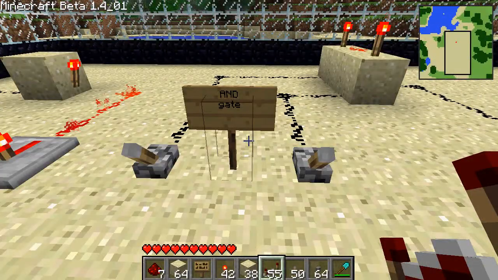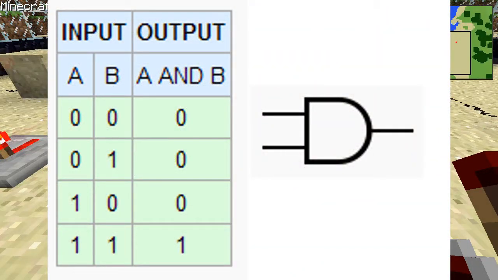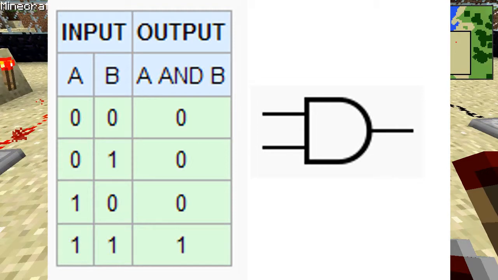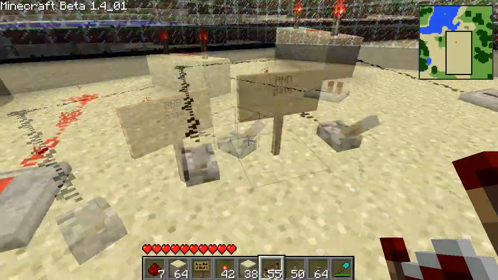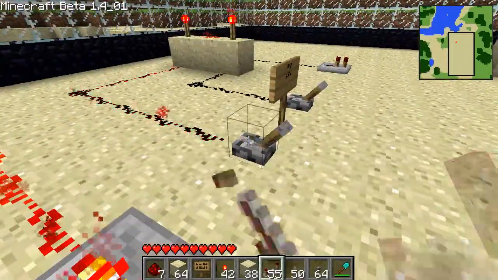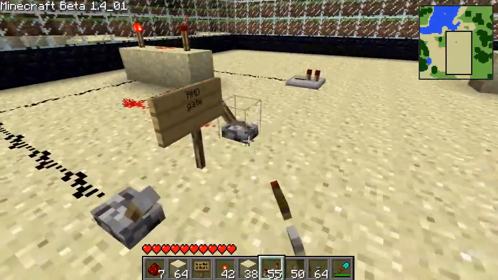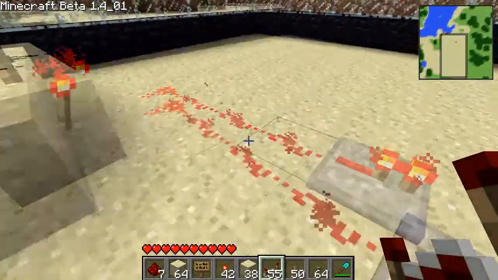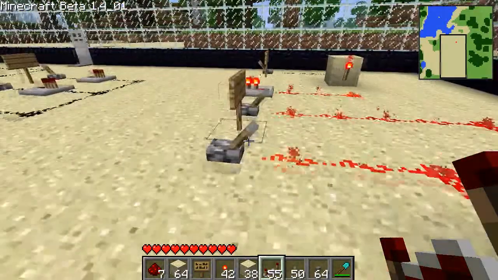Now for an AND gate. Here's the schematic symbol and logic table. As the name implies, the output is on only when input 1 and input 2 are on. If either or both is off, the output is also off. And sure enough, as we flip the switches, we see that this gate behaves exactly as expected. This gate is a bit more complicated than the others, requiring 3 blocks and 3 redstone torches.